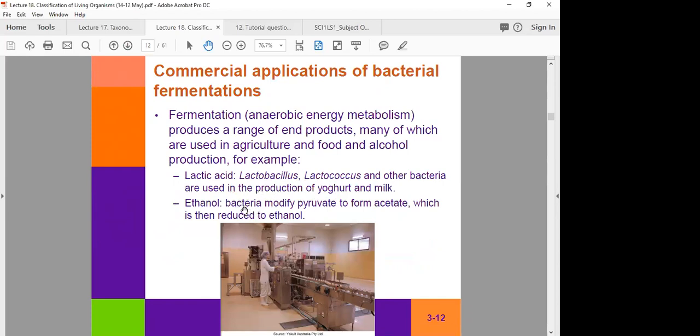Various species of bacteria are actually used to produce ethanol. So this is not the ethanol that you find in your wine, but commercially produced ethanol. Huge business.